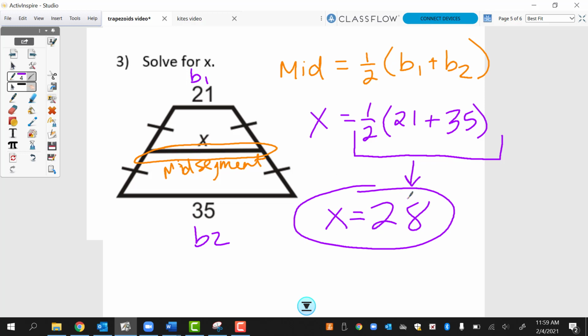To double check yourself, how do I know if it's possibly correct? This number better be in the middle of your two bases. It's got to be in between 21 and 35. 28 is a number between 21 and 35, so I know it's at least possibly correct.